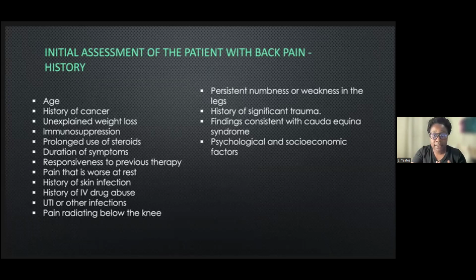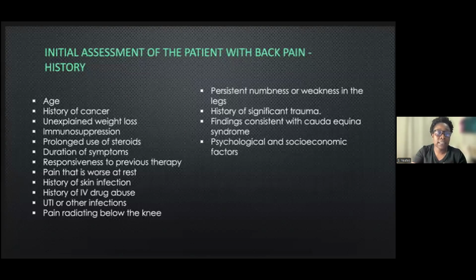If they have a history of cancer, particularly malignancies that are prone to skeletal metastases, like prostate, breast, kidney, thyroid, lung, or even myeloma. If the patient has unexplained weight loss, which actually goes hand in hand with the history of cancer. If the patient is on any form of immunosuppression, like for steroids, organ transplants, or even for patients who are retropositive. If they have prolonged use of steroids, the duration of their symptoms, so going back to whether it's acute or chronic, and responsiveness to previous therapy.